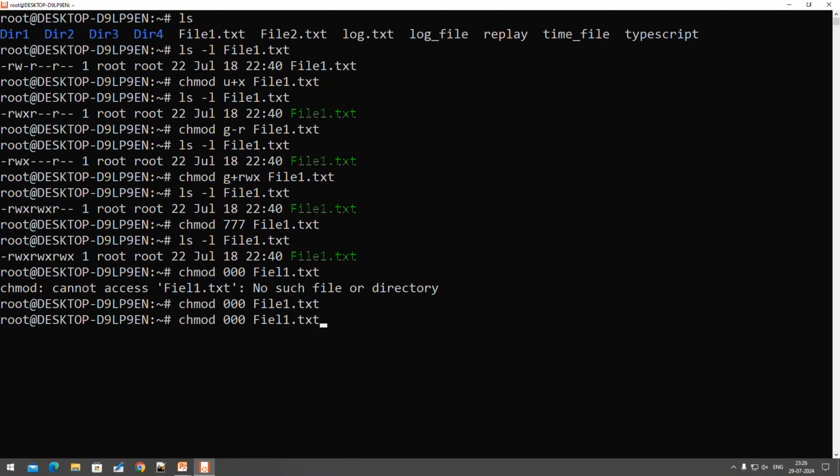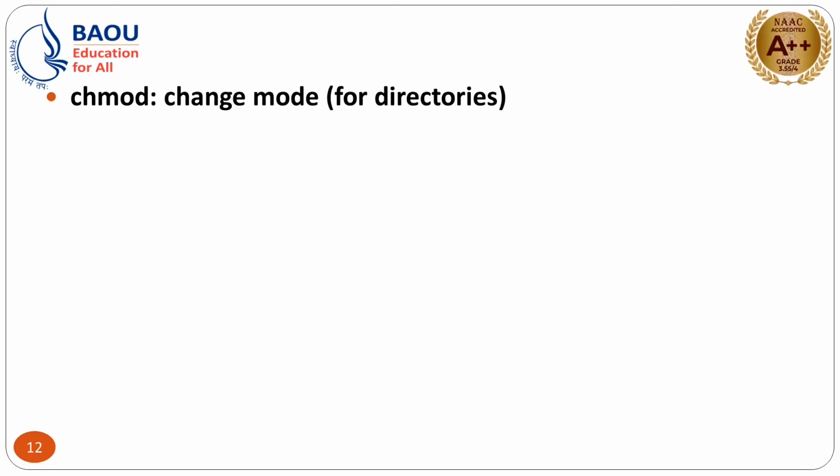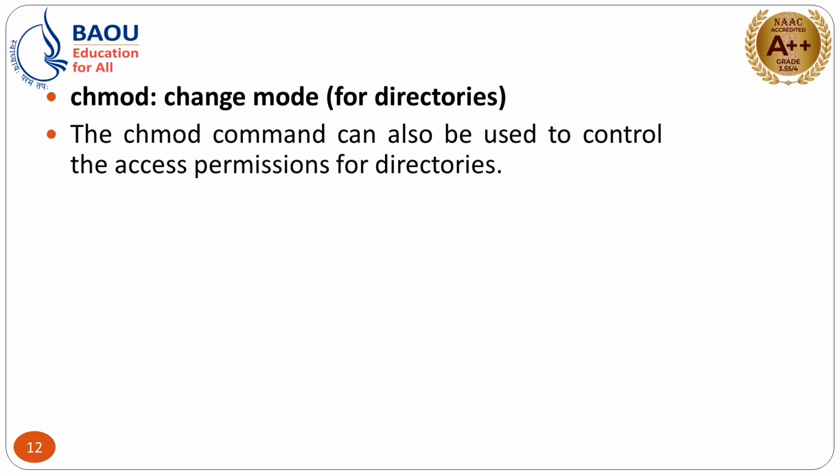Now you can check with the help of the ls command. You can see here all the permissions that can be revoked or removed. Now suppose you want to change the mode for directories. All the things that we have seen for the file, the same thing you have to use for the directory or the folder, but the meaning that can be changed here.